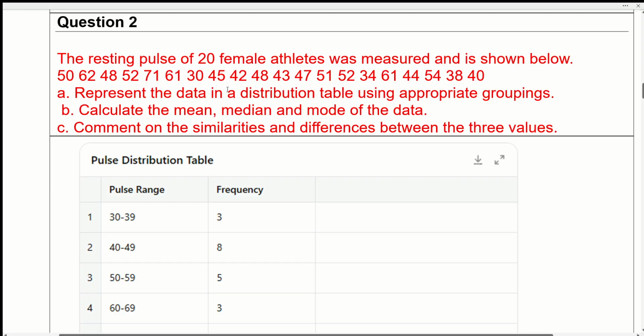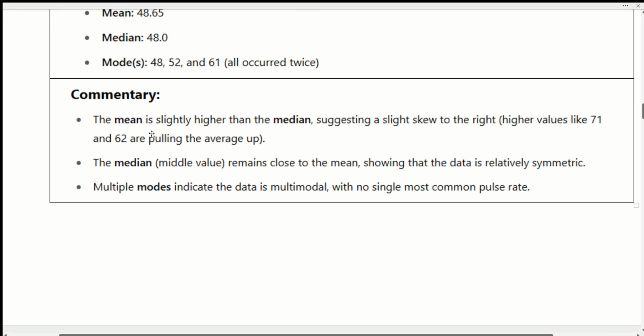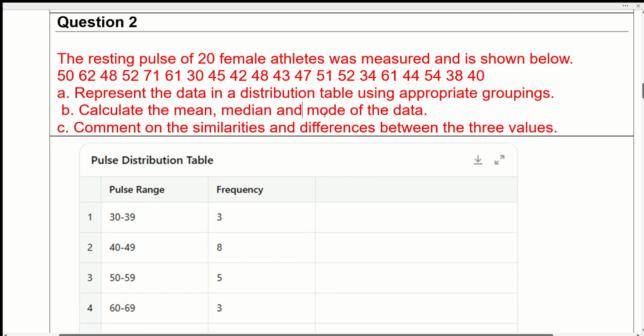Now for part C, when you have to comment on the similarities, we're looking for words like skewness, bias, similarities, and things like that. So here's how you would answer a question like this. The mean is slightly higher than the median, very slightly, like 0.65, suggesting a slight skew to the right. Higher values like 71 and 62 are pulling the average up in this data set.